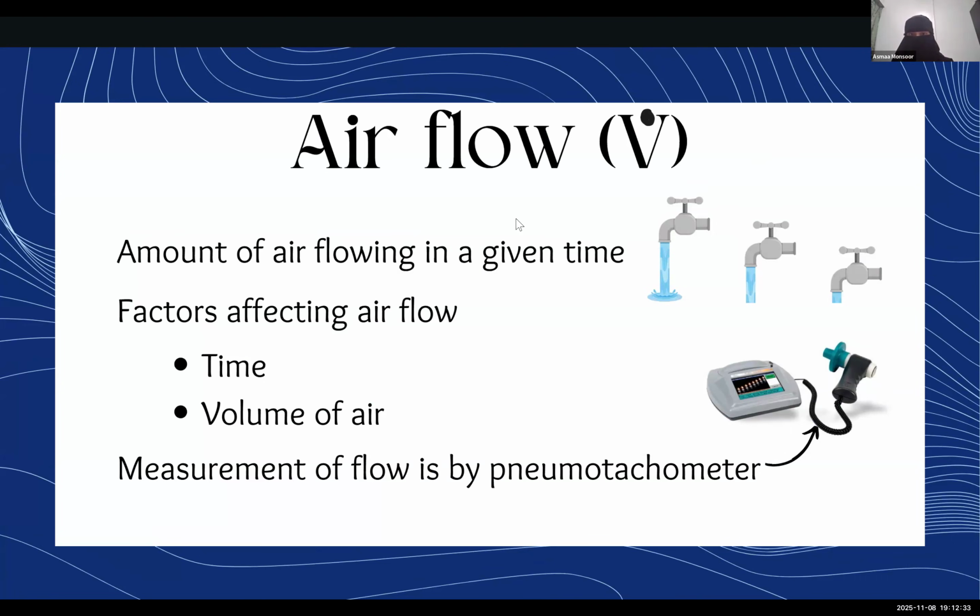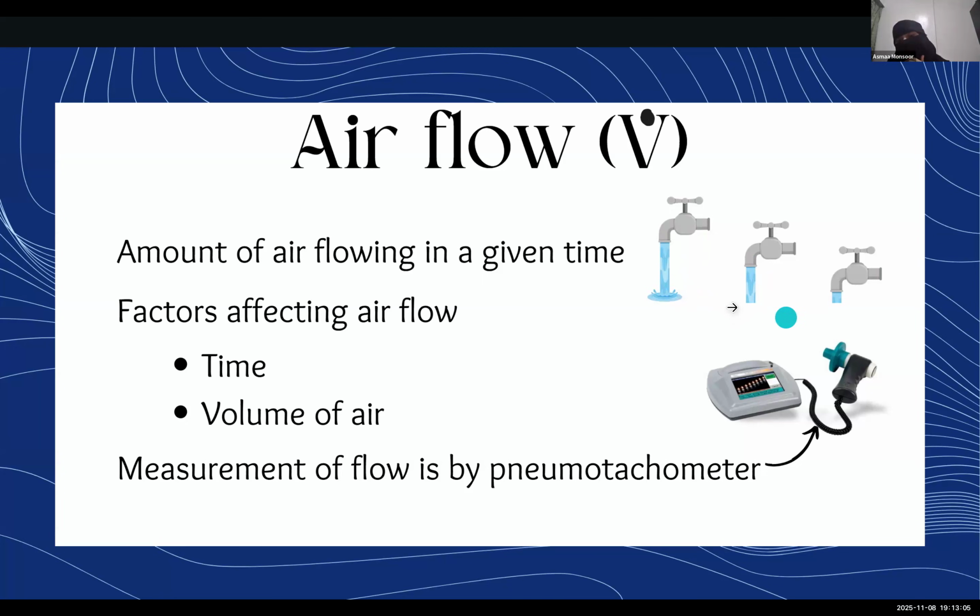Now, as doctors, we want to know the little details of airflow as well. What are the details that we want to know? Let me tell you about this. First, we have airflow. What's airflow? It is the amount of air flowing in a given time. For example, you have three different taps with water, just to give you the concept. I'm switching them on at the same time and freezing them in time. This is the picture that you can see. In 1 second, I froze them, and this is the amount of water that's coming out of each.